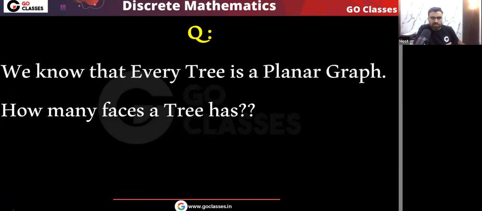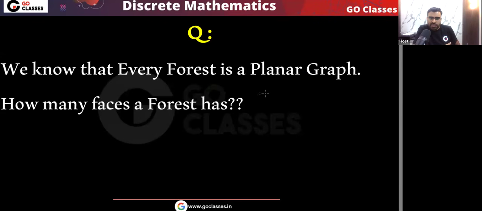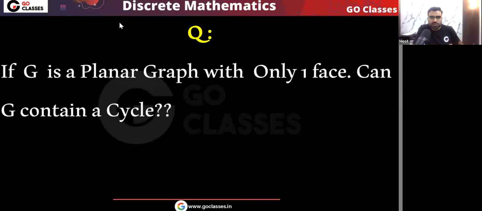Tell me the answer for this question. We know that every tree is a planar graph. How many faces are there in a tree? The answer will be 1. We know that a forest is a planar graph. How many faces will be there in the forest? The answer will be 1. Tell me the answer for this question. G is a planar graph with only one face.